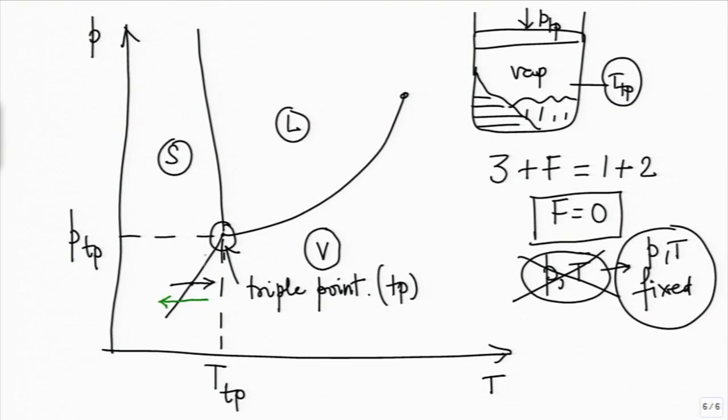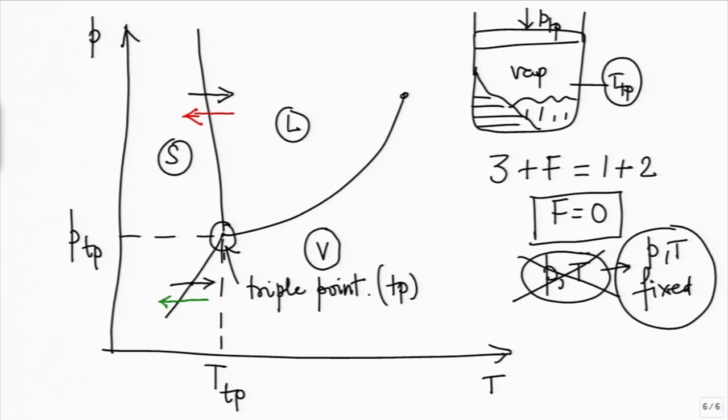If I take a solid at a reasonably high pressure, a pressure higher than the triple point pressure, and raise its temperature, this will be a process of melting. Whereas, if I start with a liquid and cool it, I will end up with the solid state, that will be the process of solidification or freezing.